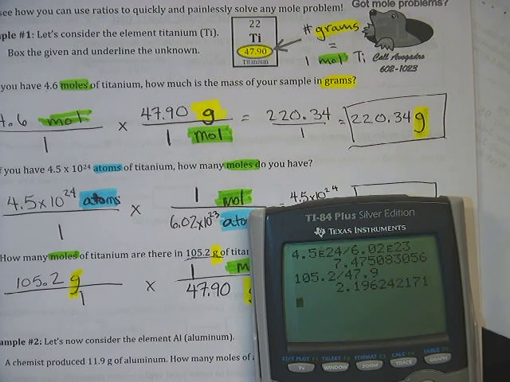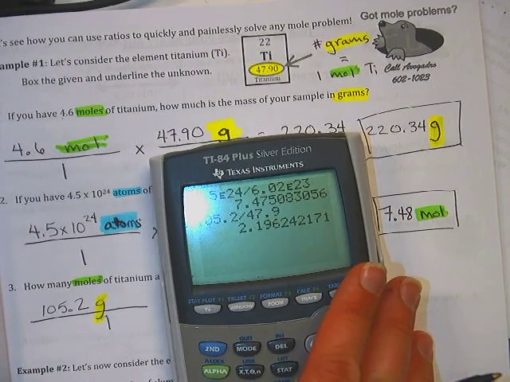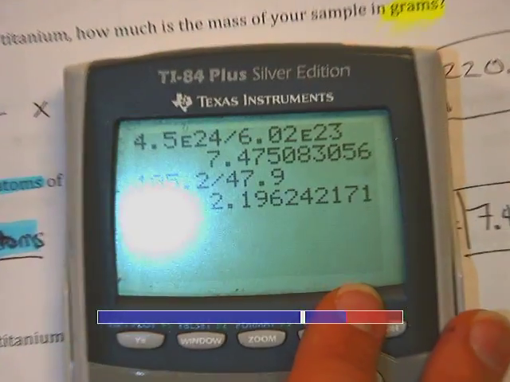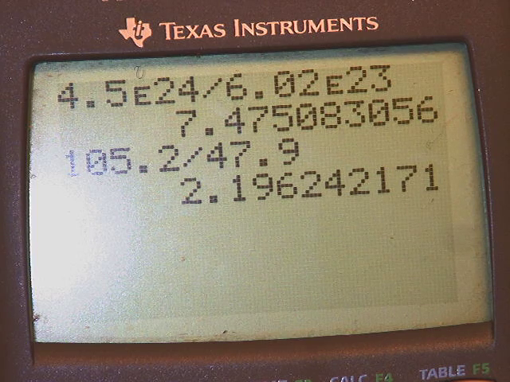And my calculator gives me this. Let me zoom in so you can see it better. How am I going to round that? If I'm supposed to round to the hundredths place and it's 2.196, how do I round this? 2.20. If it's 19.6, the 6 rounds the 19 up to a 20. So this is going to be 2.20.